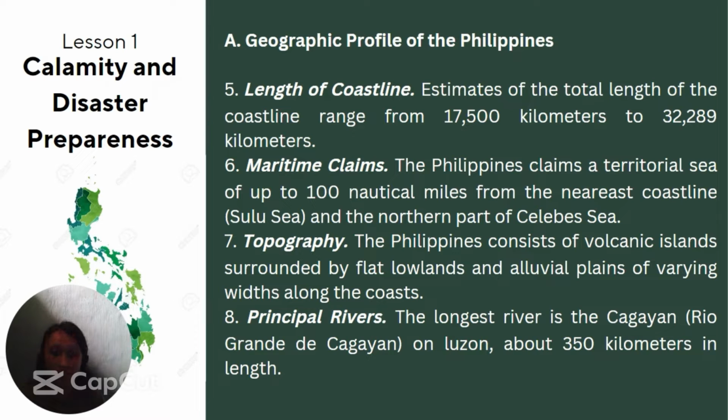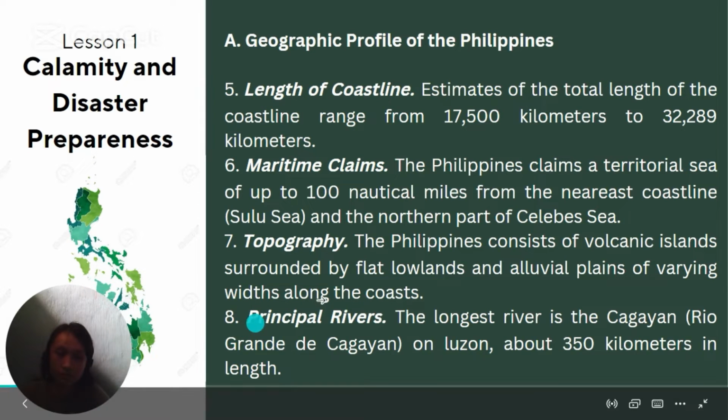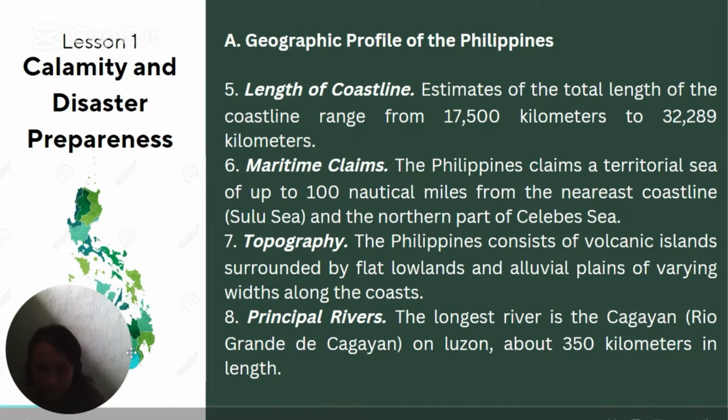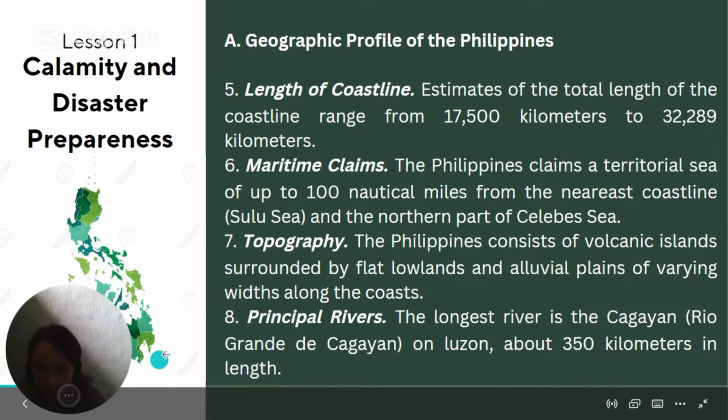And then number 6, maritime claims. The Philippines claims territorial seas. Examples are the Sulu Sea, which is not visible here but is below Palawan, and that is claimed as part of the Philippine Sea. Also the Celebes Sea, below Mindanao island.